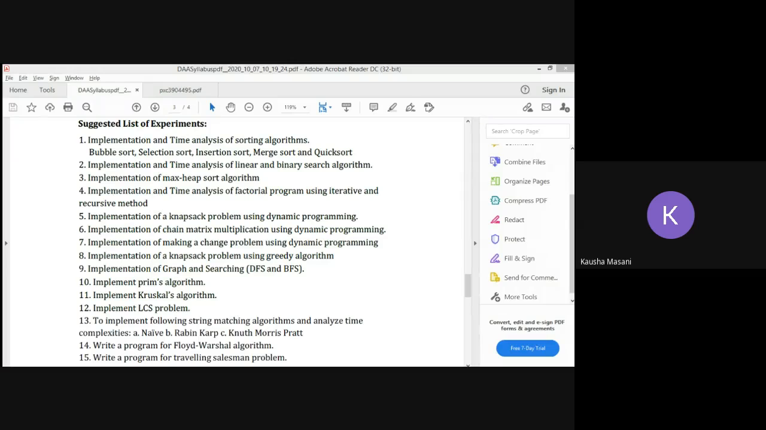As you can see, the suggested list of experiments. In total in the syllabus, you have total 18 experiments. But out of those 18, we are going to do the first 12. So whatever you can see on your screens, the first 12 algorithms we are going to see. Now, for implementation of these 12 practicals, you can select C language or C++. Though I am going to keep C.